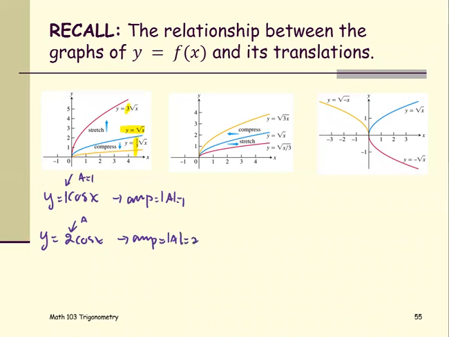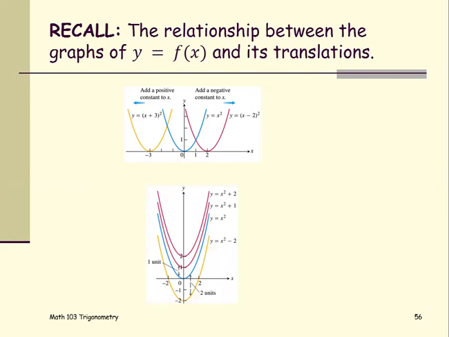For the case where the coefficient has a negative sign, like y equals negative 2 multiplied by cosine x, in this case a is negative 2. The amplitude equals the absolute value of negative 2, which equals 2. But since a is negative, the graph has a reflection about the x-axis, similar to the case of y equals square root x and y equals negative square root x.